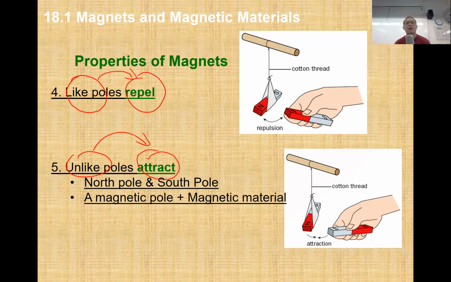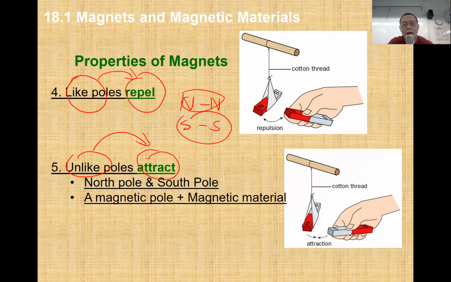Likewise, the only thing that you have to take note of is like poles usually mean north and north or south and south. This is quite standard. For unlike poles, you have to take note there are 2 possible situations. For example, if you look at unlike poles, you'll find that in these 2 situations, they are all magnets. The 2 materials definitely have to be magnets.